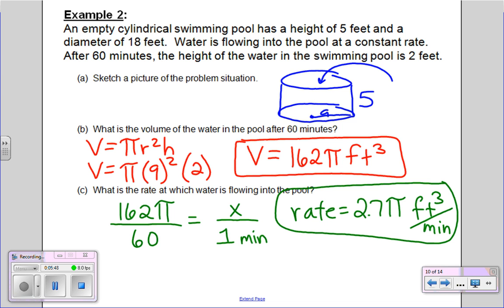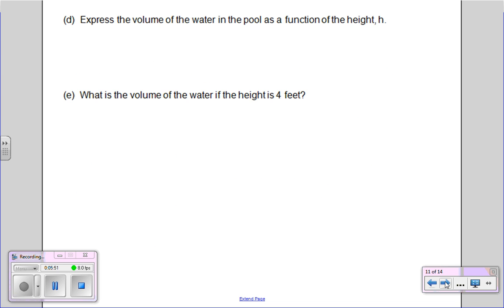Now, part D says express the volume of the water in the pool as a function of its height. The volume of the pool is pi r squared h, but we want it to be a function of the height. So we want the formula to have only h's in it. We want to replace this r with an expression that has h in it.